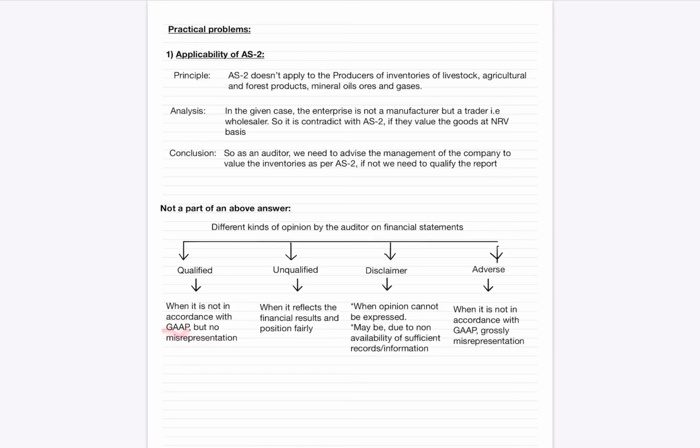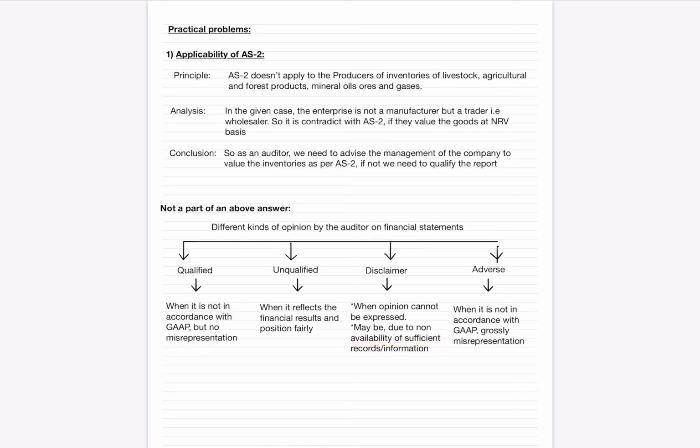So qualified opinion means it is expressed when the financial statement is not in accordance with generally accepted accounting principles, but there is no misrepresentation in the financial statements. Then unqualified opinion is expressed when the financial statement shows the financial results and the financial position of the enterprise clearly and fairly. The disclaimer opinion is expressed when the auditor is not in position to express the opinion on the financial statement. It may be due to non-availability of sufficient records or information.